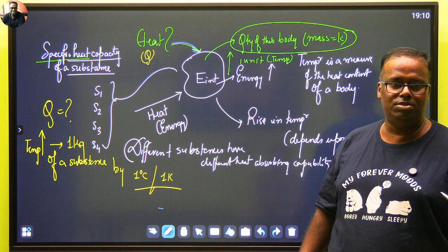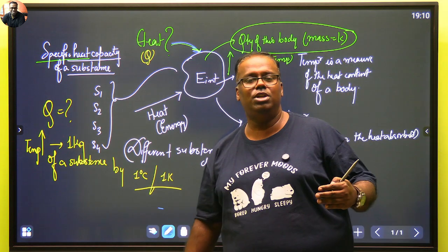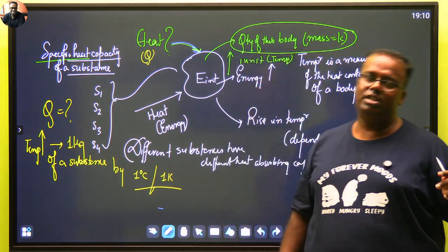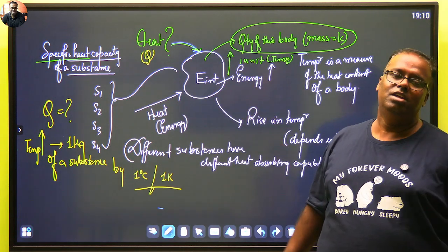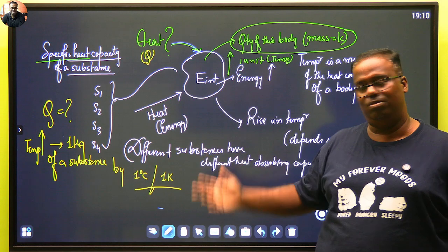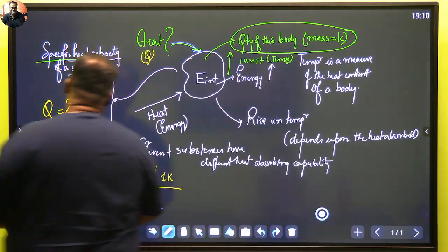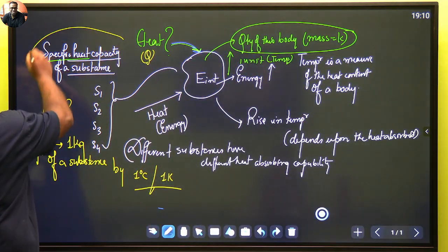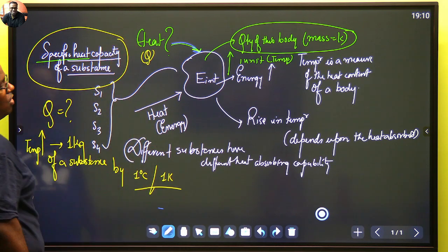Are you understanding what I'm saying? 100 minus 0 is how many degrees? 100 degrees. 100 degrees, 373 Kelvin. 0 degrees, 273 Kelvin. 373 minus 273 is 100 Kelvin. Okay? So then we come to specific heat capacity of a substance, of a particular substance.